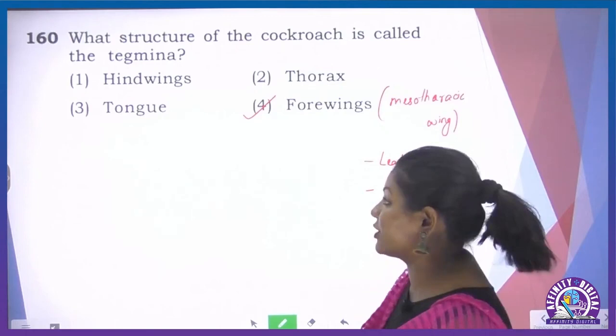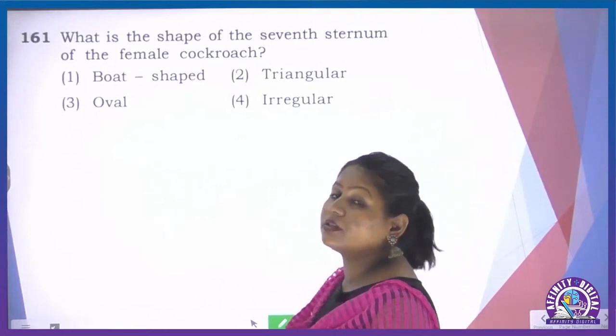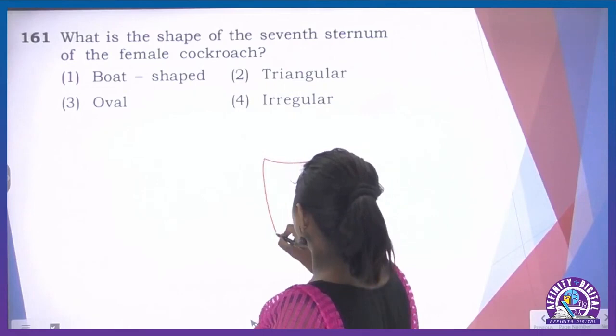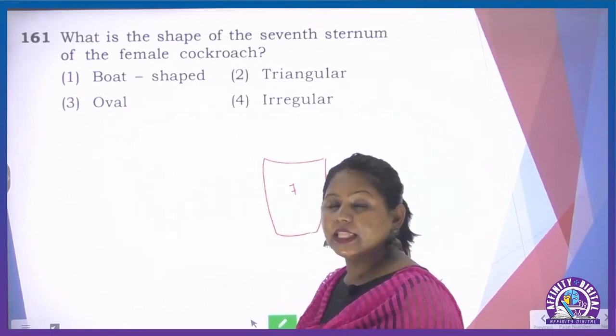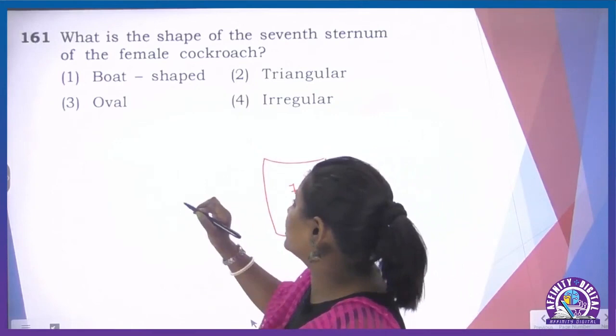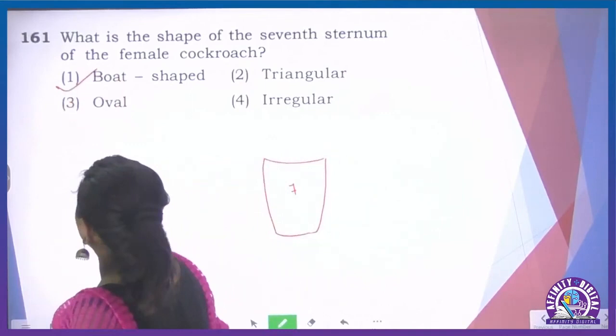Question number 161. What is the shape of the seventh sternum of the female cockroach? The female cockroach ka jo seventh sternum hai, wo kaafi broad hota hai. Itna broad ke wo curve shape ho jata hai, jise hum kehte hai boat shaped. So this is the boat shaped structure. Option one of question number 161 is the correct one.